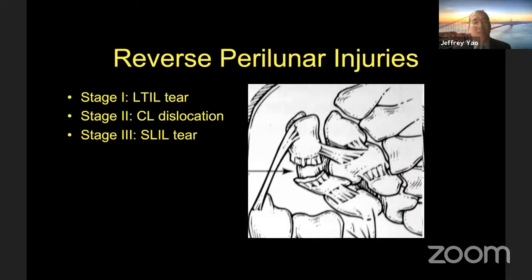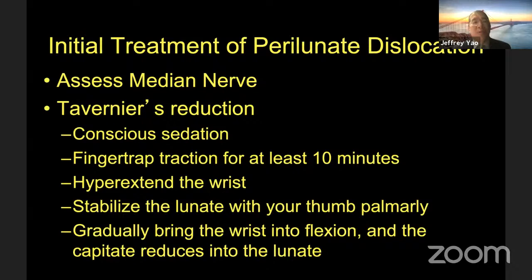So for the initial treatment of these injuries, first, we need to assess the median nerve. The median nerve is often injured, contused with a neuropraxia. And then the reduction maneuver is adequate conscious sedation, traction to fatigue the muscles. We hyperextend the wrist, we stabilize the lunate with the thumb, and then push and gradually bring the wrist into flexion, and the capitate should reduce back into the lunate.